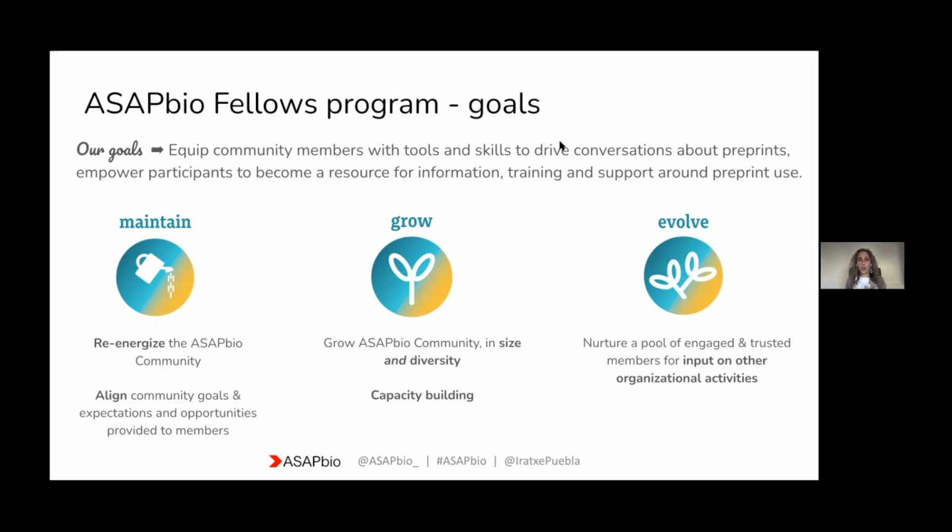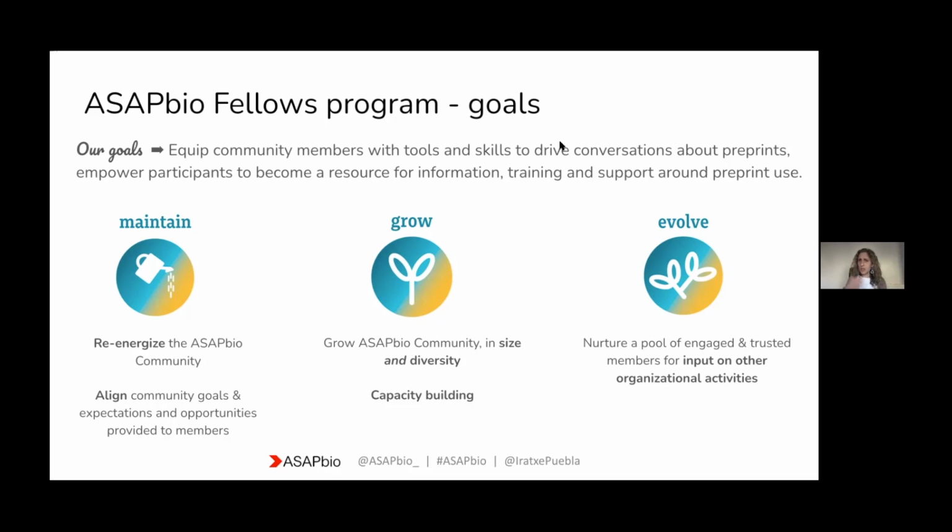We also wanted the program to be an opportunity to grow the community, obviously also in size if we could, but there was a big element of an interest in increasing diversity. We had a community where there was a large representation of certain research disciplines and others not so much. And also there was quite a bit of representation from North America and Europe, but less so from other areas. And we wanted to make sure that we brought in members from other regions.